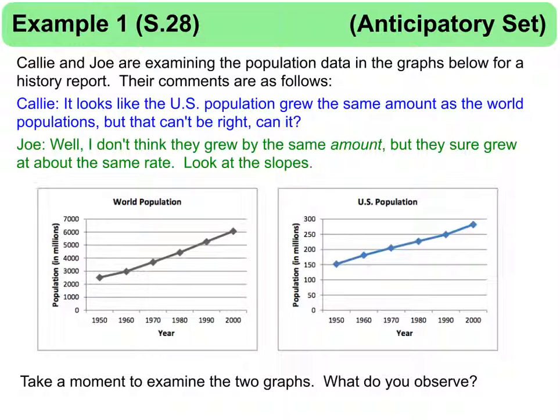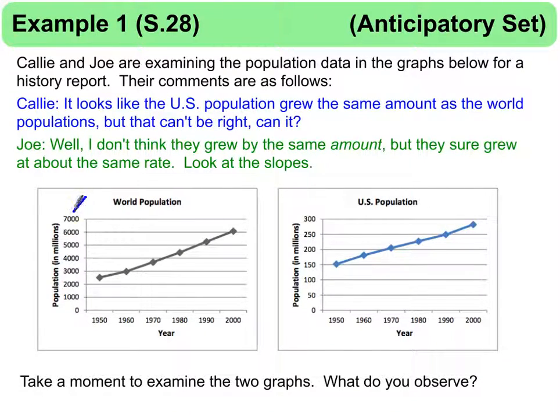So the teacher gives the students a few minutes to observe and examine the graphs and think about what Callie and Joe both said. And so the teacher wants to know, what do you observe about these given situations and these graphs? So the students will look at them and they come up with different ideas of what is similar and what is different. What do they observe?